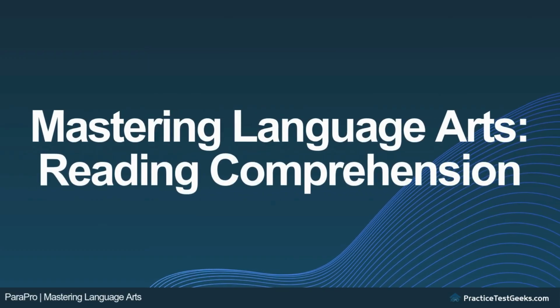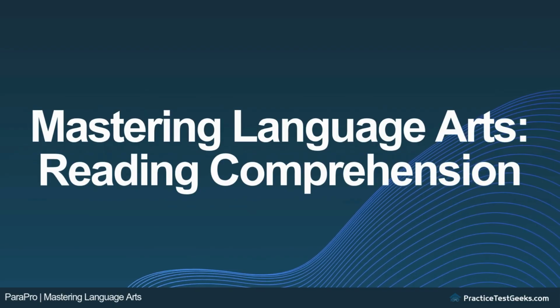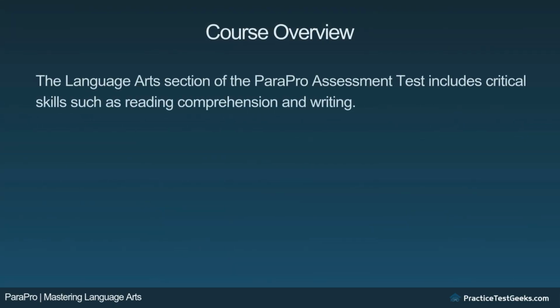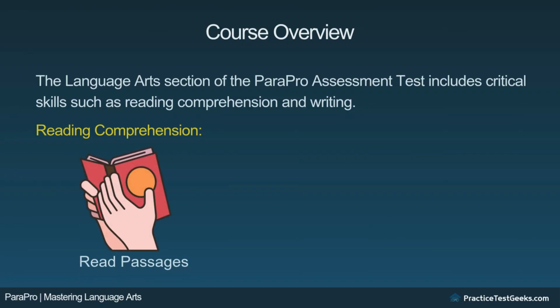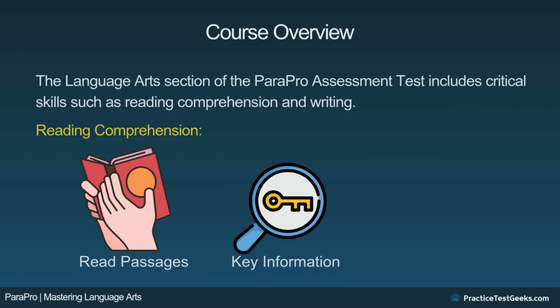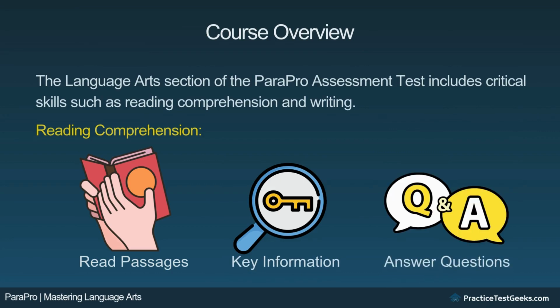Mastering Language Arts, Reading Comprehension. The Language Arts section of the ParaPro assessment test includes critical skills such as reading comprehension and writing. For reading comprehension, it is essential to understand how to read passages efficiently, extract key information, and answer questions accurately. This course will help you master these skills by breaking down the core elements of reading comprehension and providing strategies to approach questions confidently.